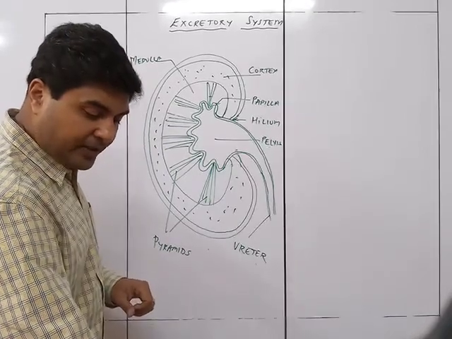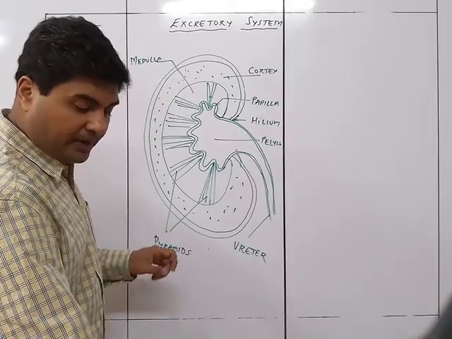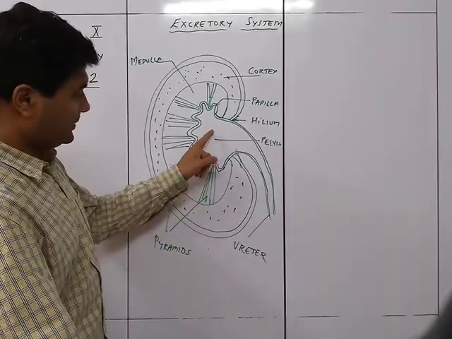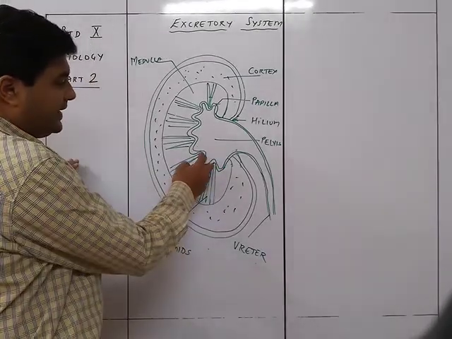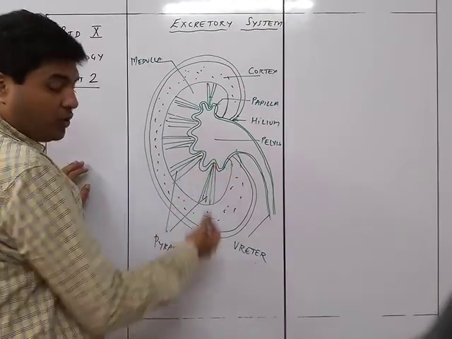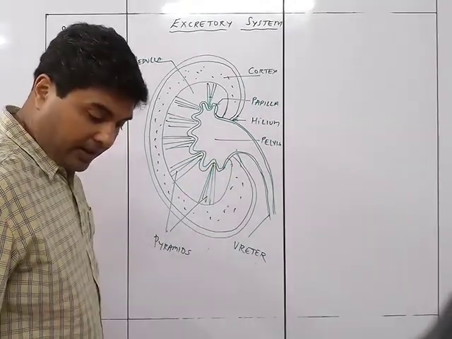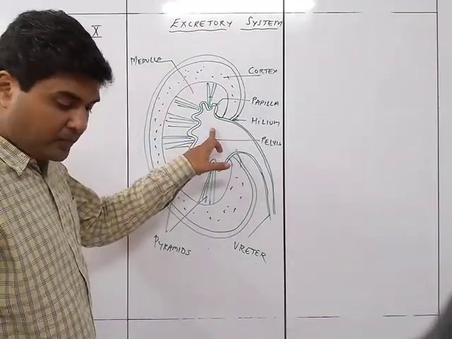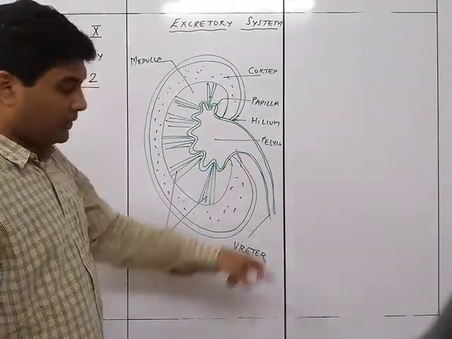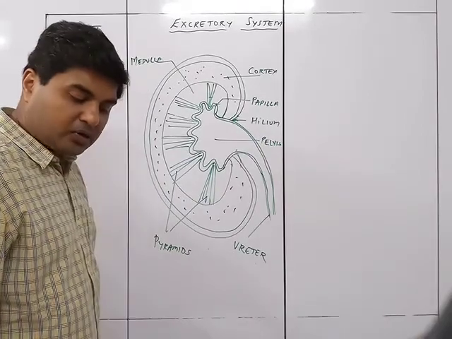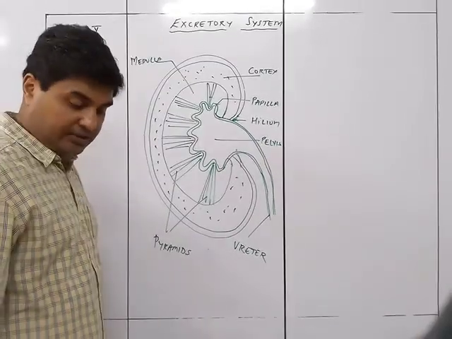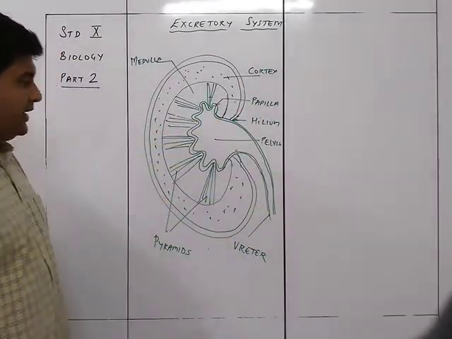The apex of each pyramid, that is the papilla, projects into the pelvis. So all these pyramids end over here, and this ending is called the papilla, and it enters into the pelvis, and from this pelvis the ureter is connected. Now, the kidney is composed of an enormous number of minute tubules called uriniferous tubules. So that we already understood. So this was the structure of the kidney, right?